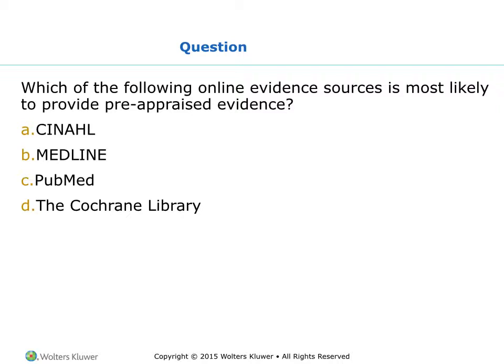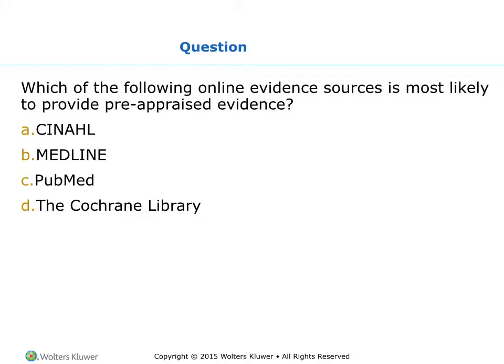So getting towards the end of the presentation here, and just to stop and think about what we've talked about so far, here is a question. Which of the following online evidence sources is most likely to provide pre-appraised evidence? So hopefully you know the answer to that, because we talked about what pre-appraised evidence is, and that's one of the learning outcomes of this week.